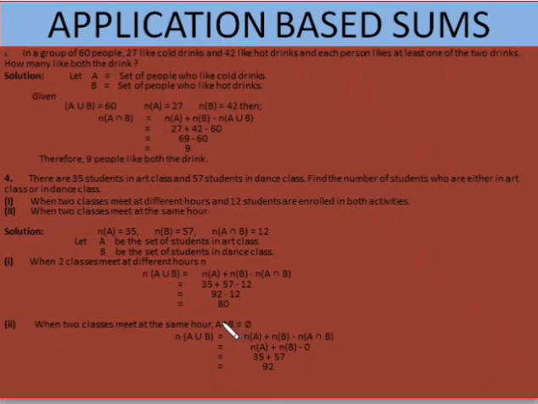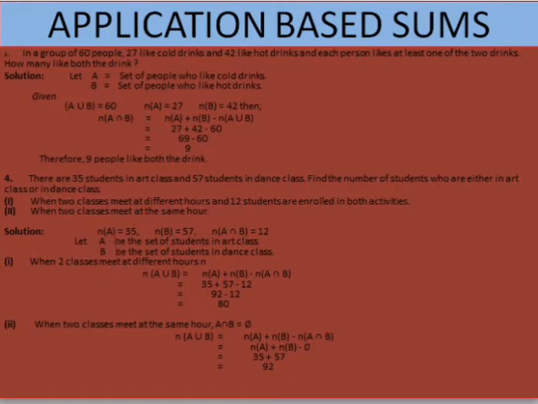It's not at the same time. It's not possible they move in both the classes. That's why its intersection is 0, and we get the result: n(A union B) is equal to n(A) plus n(B), because this term is 0. We get now 92.